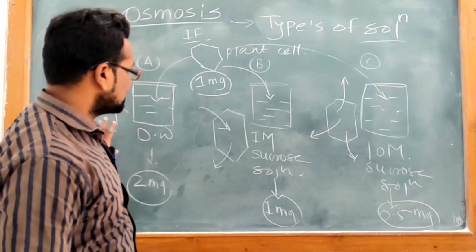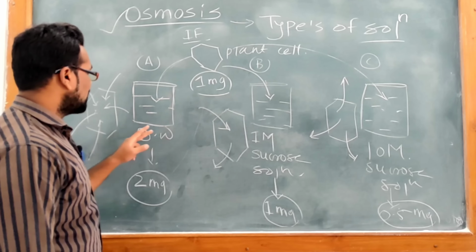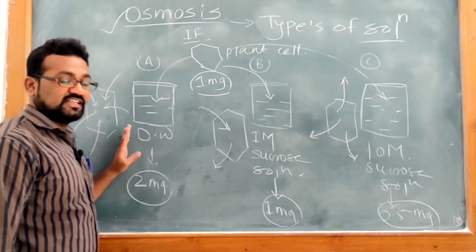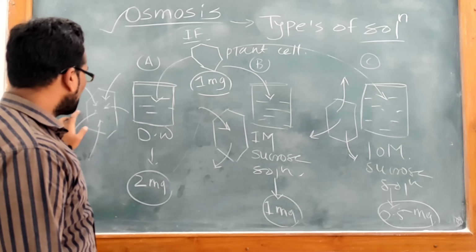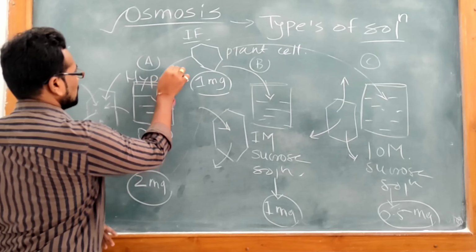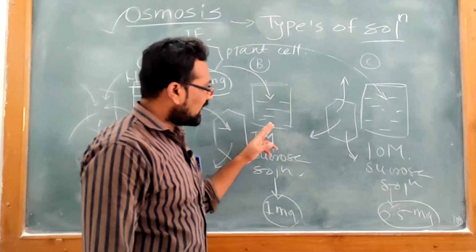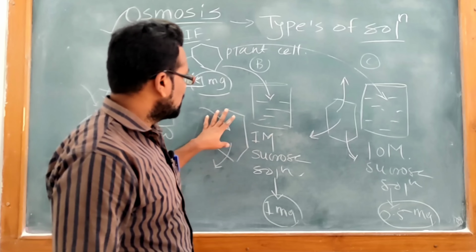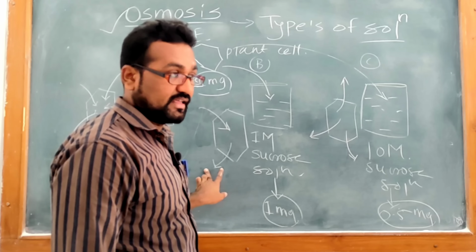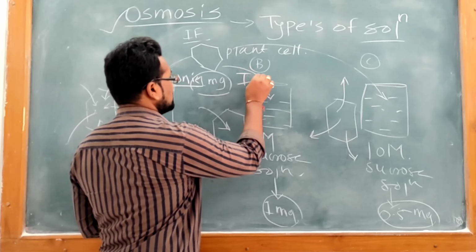So there are three different cases here, A, B, C. So the solution which is responsible for inward flow of water into the cell, please listen carefully, the solution is known as hypotonic solution. In another case, the solution where in equilibrium water is coming inside and exiting the cell, it is the solution known as isotonic.